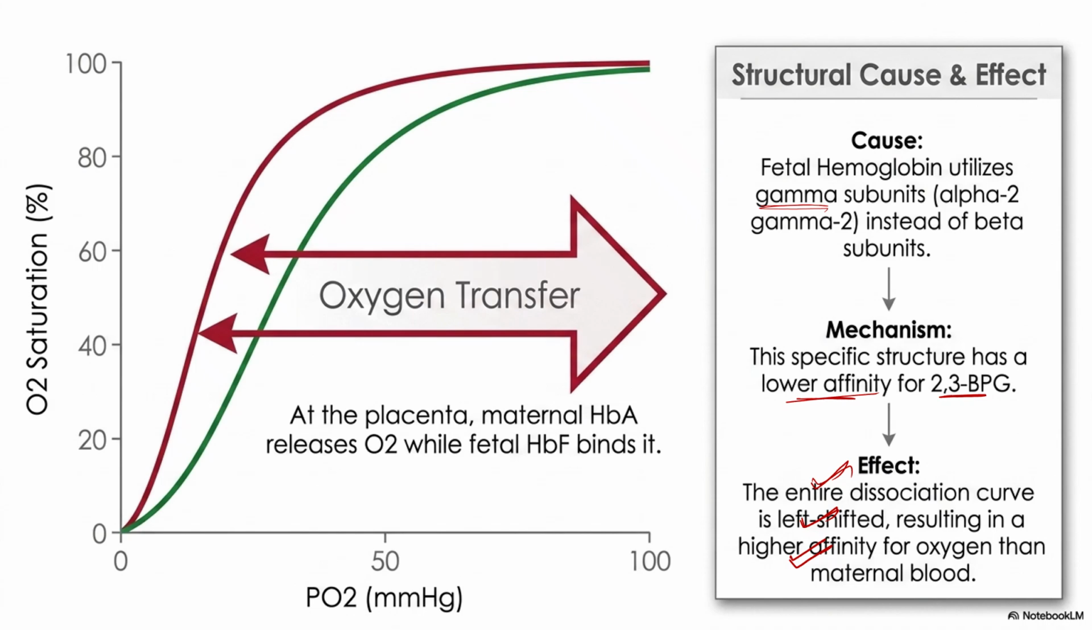So at the placenta, please focus at the placenta, the maternal hemoglobin, meaning adult hemoglobin, will release oxygen while fetal hemoglobin will bind to it.